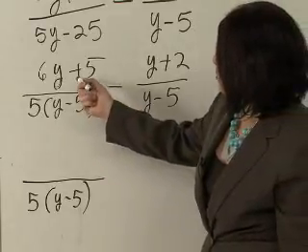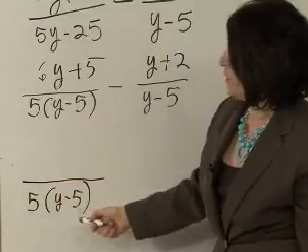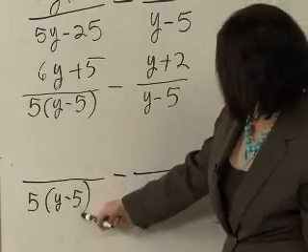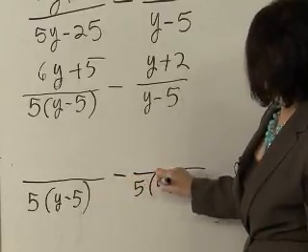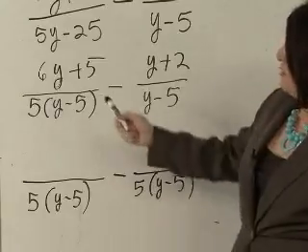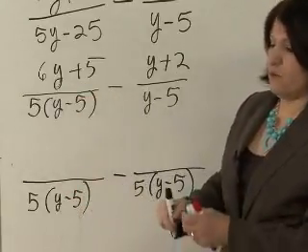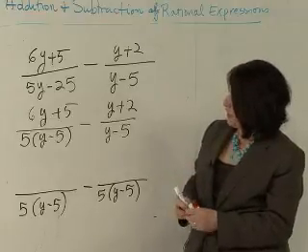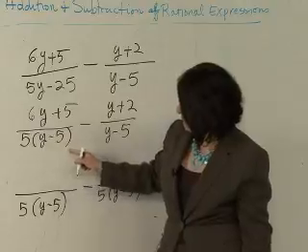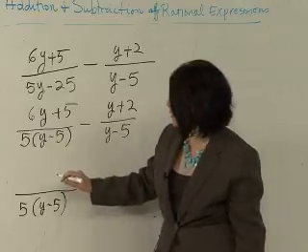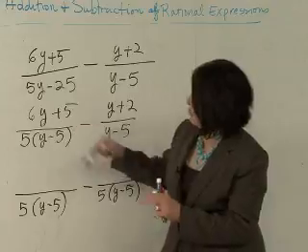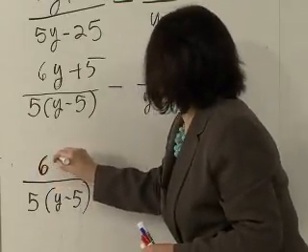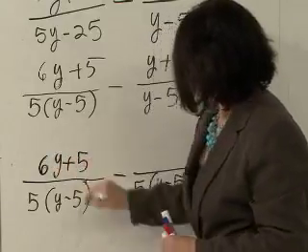My goal is to change this fraction to an equivalent fraction with the LCD. So my first thing to do is rewrite the LCD, because that's what I want in my new fractions, and then rewrite this as an equivalent fraction with the LCD. So think of what do you want to multiply top and bottom by to get the LCD. So here, 5 times y minus 5, I have it, the same thing, so I don't really need to do anything. I'll just bring down my numerator, 6y plus 5.